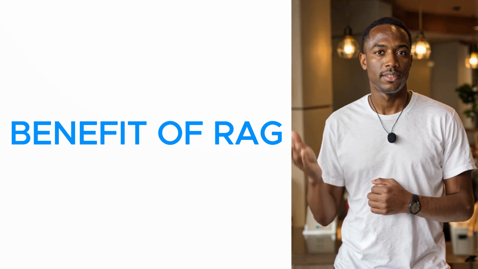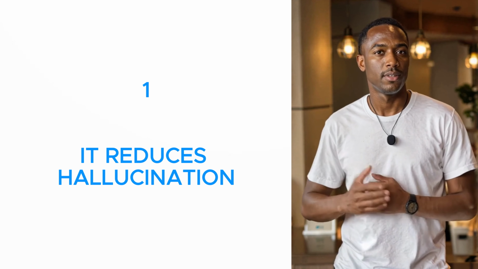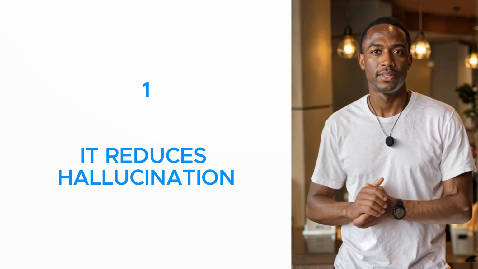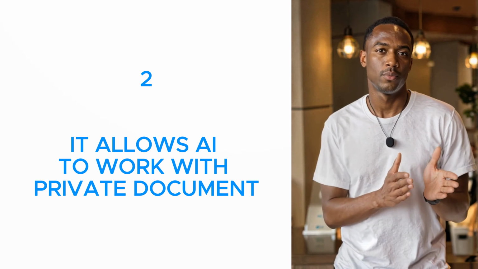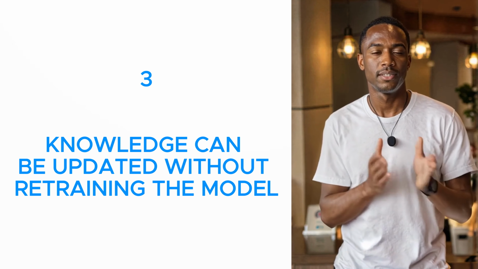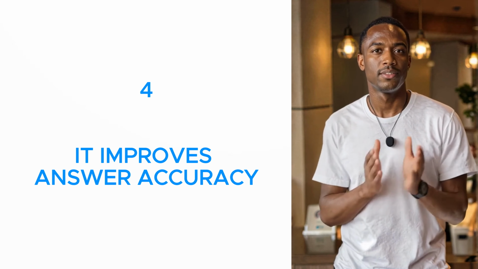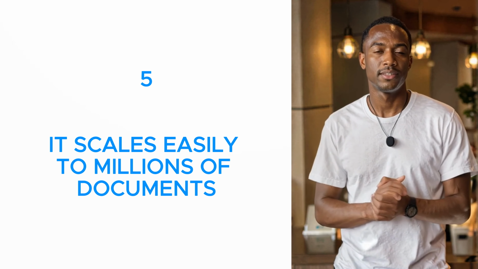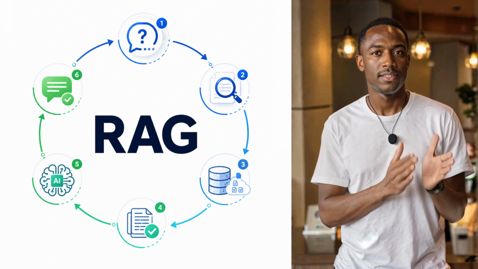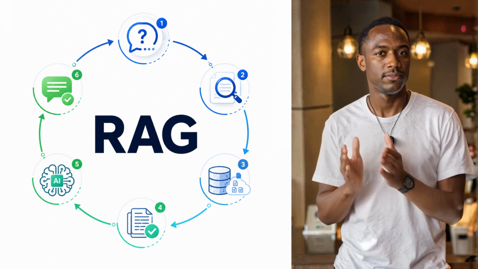Benefits of RAG. Let's summarize the advantages. First, it reduces hallucinations because the AI answers using trusted information. Second, it allows AI to work with private documents. Third, your knowledge can be updated without retraining the model. Fourth, it improves answer accuracy. Finally, it scales easily to millions of documents. These advantages explain why many modern AI assistants rely on RAG.